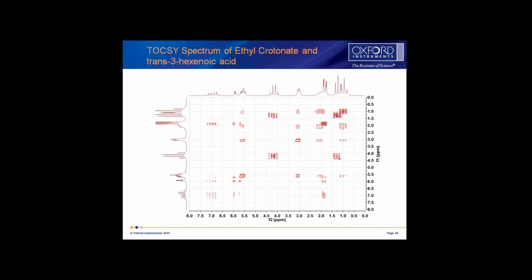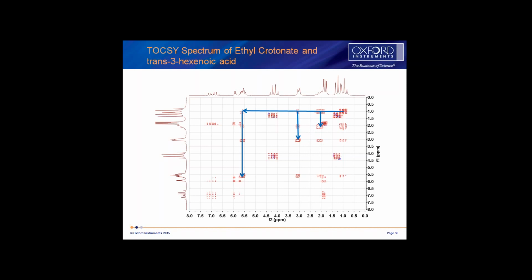So if we look at the TOCSY for this, initially it looks a little confusing, but if I take the first group of signals here, which is the CH3 for the hexenoic acid, and we draw a line through its cross peaks, we can immediately start to resolve the B resonance. This is the C resonance, and this was the D and E resonances. And there are actually no cross peaks to the ethyl crotonate.